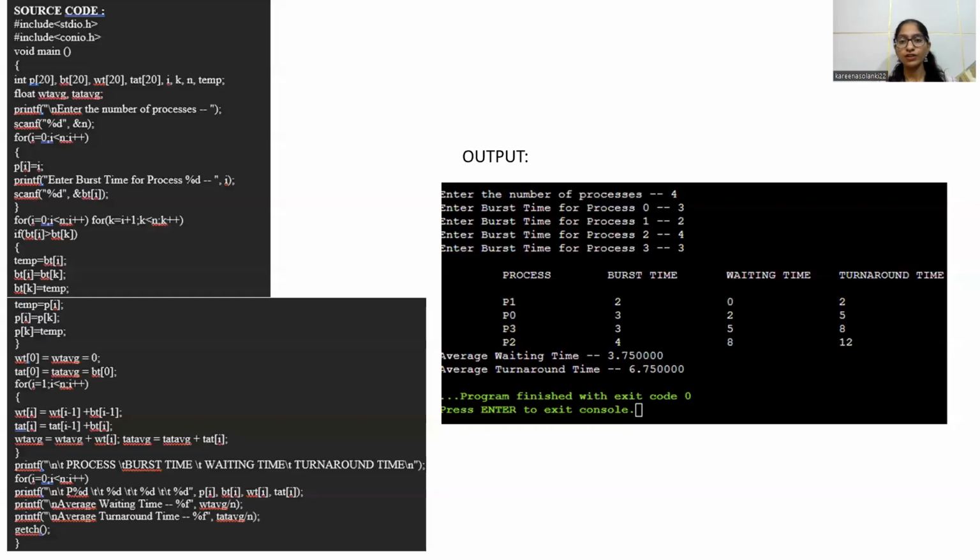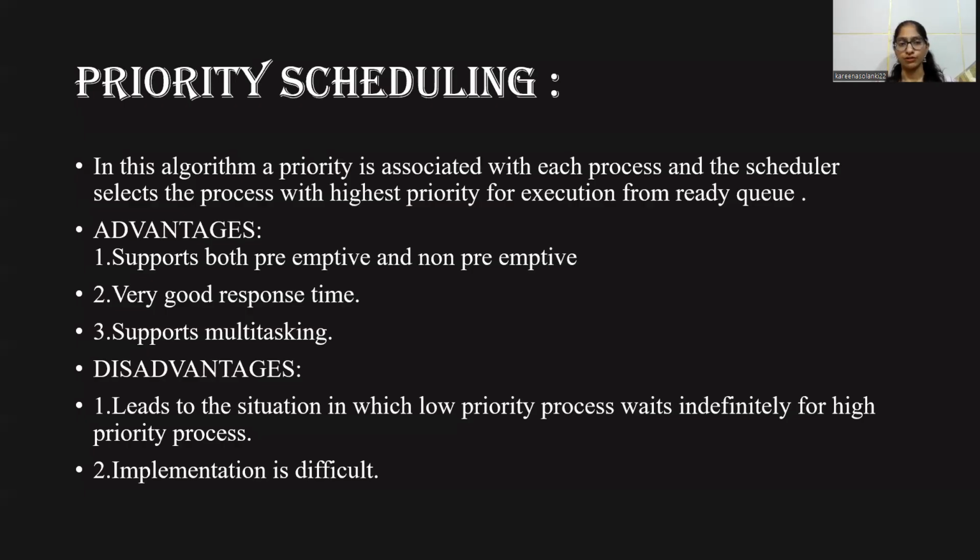So in this code, we could see the burst times of processes 0, 1, 2, 3 are as follows, whereas process 3 has a smaller burst time than process 2. So while executing, first it executes process 1, then P0, then P3 and then P2. Here we could see that the average waiting time is less, that is 3.75, whereas in the previous FCFS it was 5.4. So next let us move on to priority scheduling.